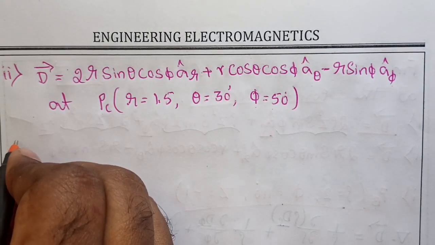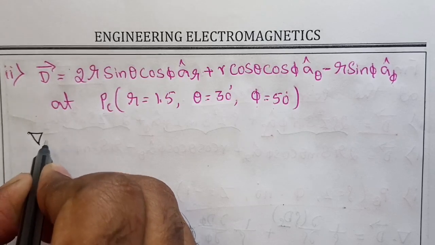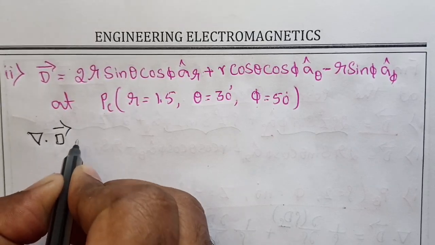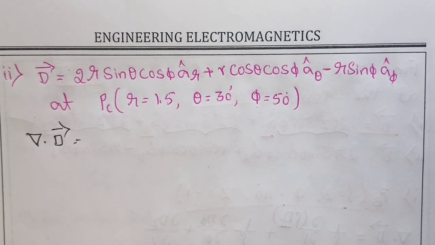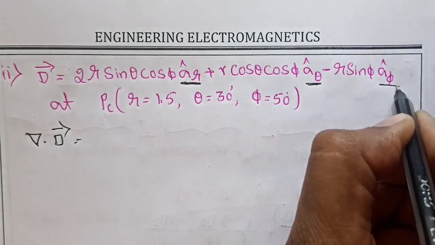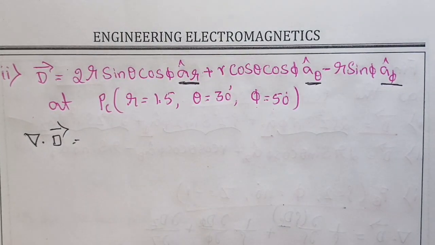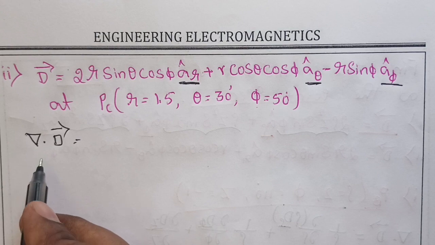We need to find del dot D, the divergence of vector D. Before we find this, we should first find out which coordinate system it is. The unit vectors are a_r, a_theta and a_phi. These unit vectors belong to the spherical coordinate system. For the spherical coordinate system, what is del dot D?